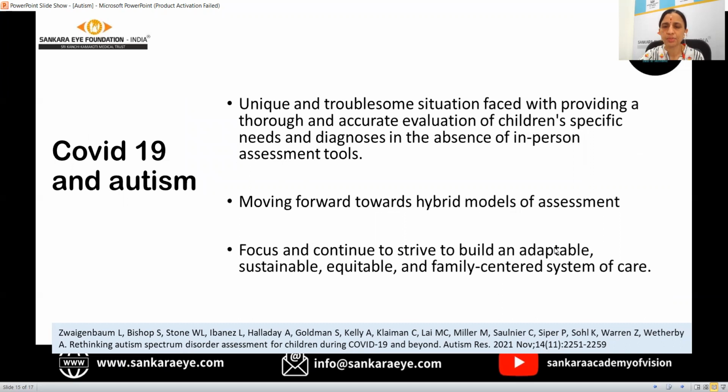COVID-19 has posed us a unique challenge in terms of children not being able to come and in-person assessment being a problem. So Bishop et al. looked at how we could help these children out, in a study published recently, which suggested that having a hybrid model of assessment, both in person and online, could be a way forward. Also involving the parents and the pediatrician in charge, and making an adaptable, sustainable and equitable family-centered system of care goes a long way in helping these children with autism.